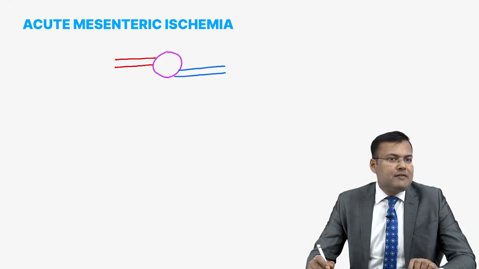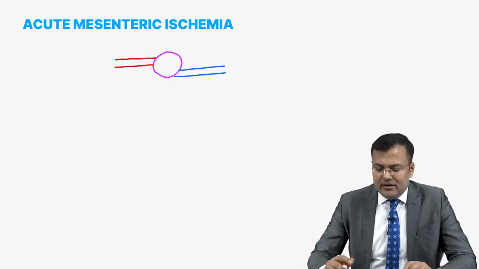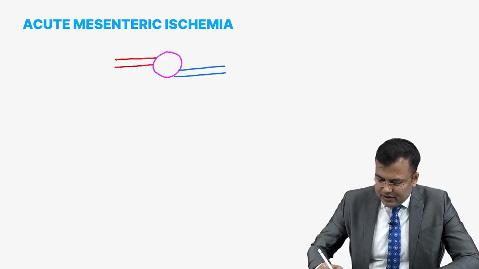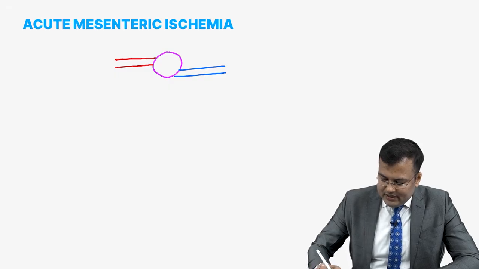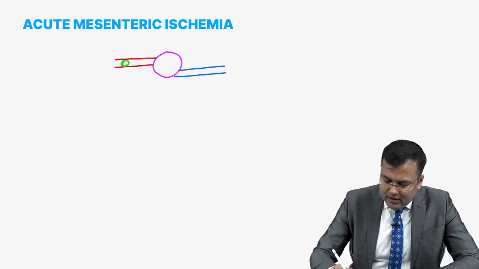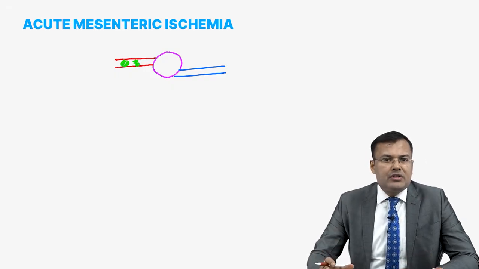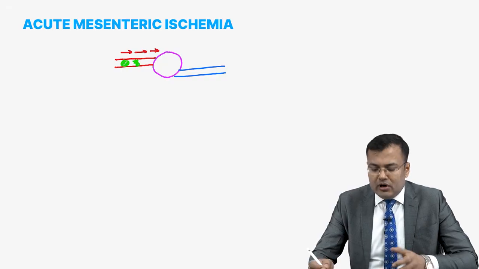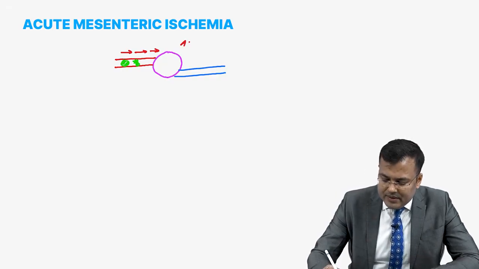So what is the cause of mesenteric ischemia? Any organ is there. Suppose in the artery, what is the problem? If there is embolic occlusion, or in the artery there is thrombosis, or in the artery there is vasoconstriction. So what is the problem? There is impaired blood flow, impaired blood supply to the organ. So what happens in the artery?